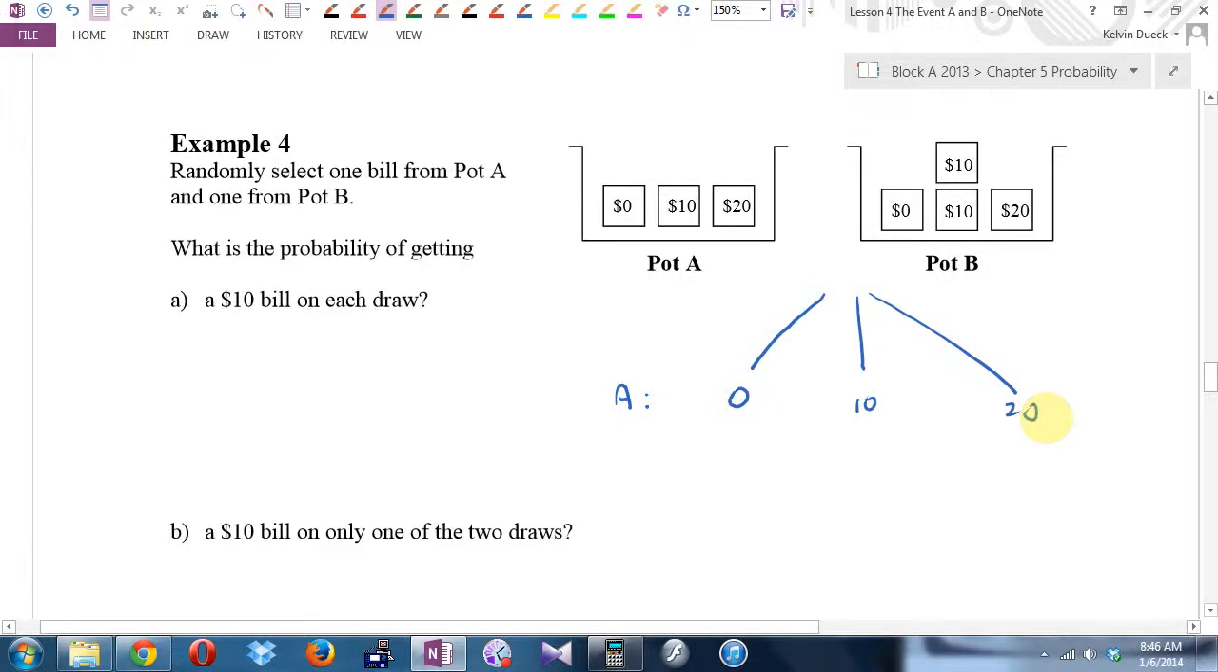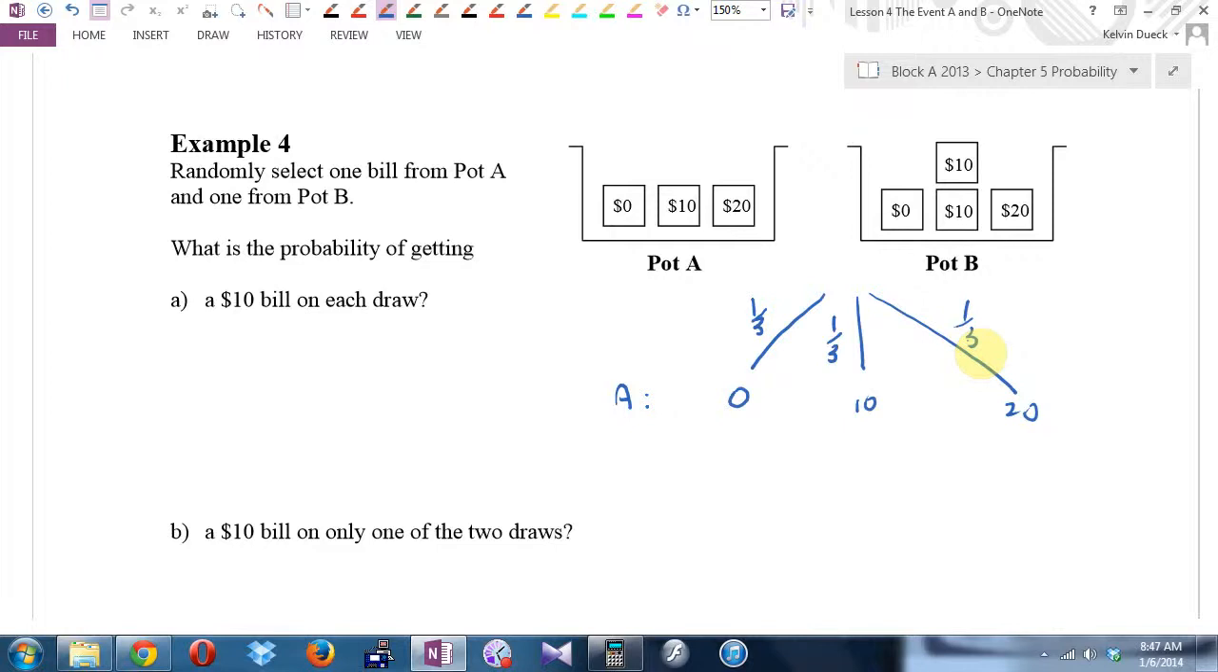What's the probability of getting a 0 from pot A? What's the probability of getting a 10 from pot A? 1 out of 3. What's the probability of getting a 20 from pot A? 1 out of 3. By the way, remember the built-in error check? The built-in error check is if I ever add across all the branches, what should it add to always? Someone said it. To 1. Okay? Is 1/3 plus 1/3 plus 1/3 1? So I didn't miss anything.